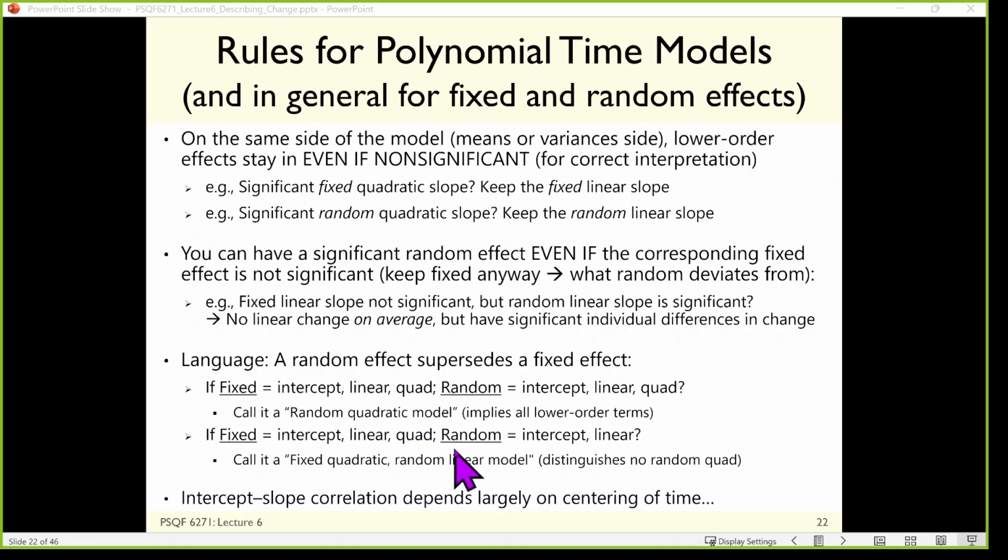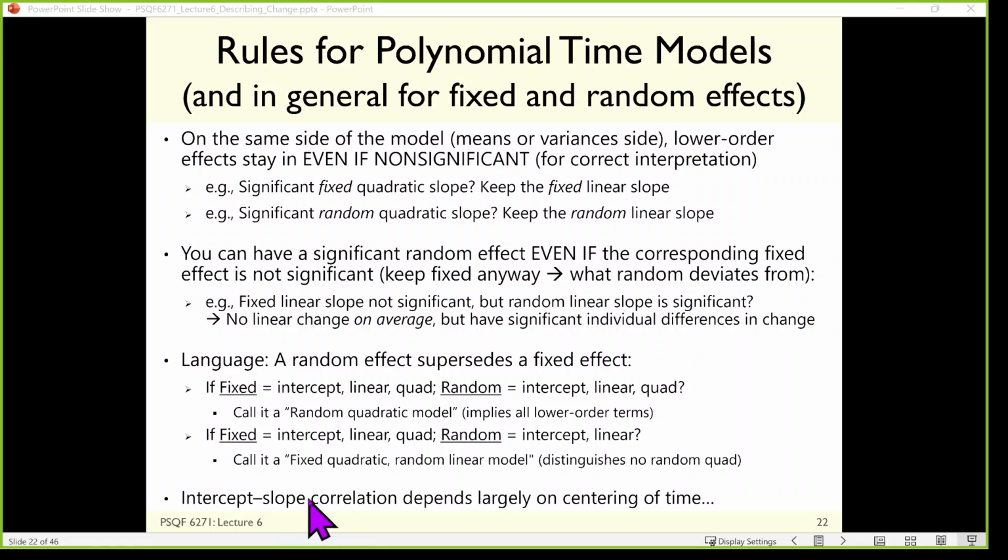And so in terms of language, because of that rule, because if you have a random effect, you also need the fixed effect that goes with it, when you talk about the model, it is enough to just refer to the random effect. So like if I call my model random quadratic, that implies that I have a fixed quadratic. It also then implies that I have a random linear, which then implies that I have a fixed linear. So all of those things are hierarchical. You only have to refer to the highest order term.